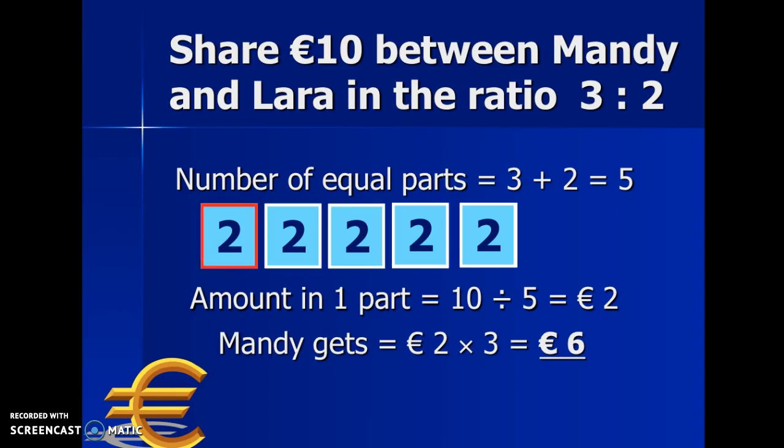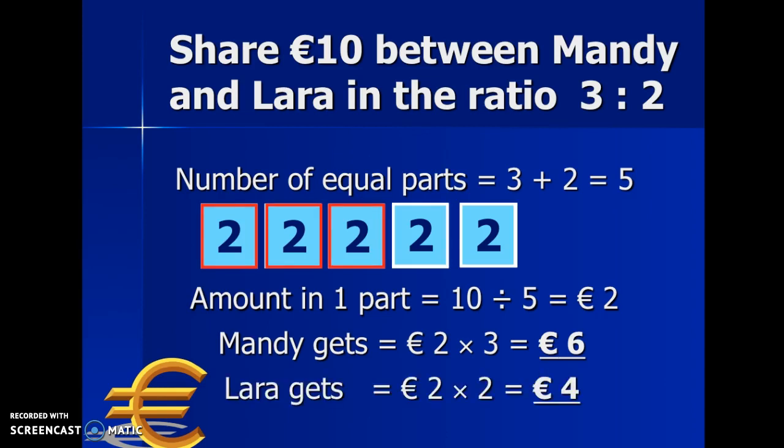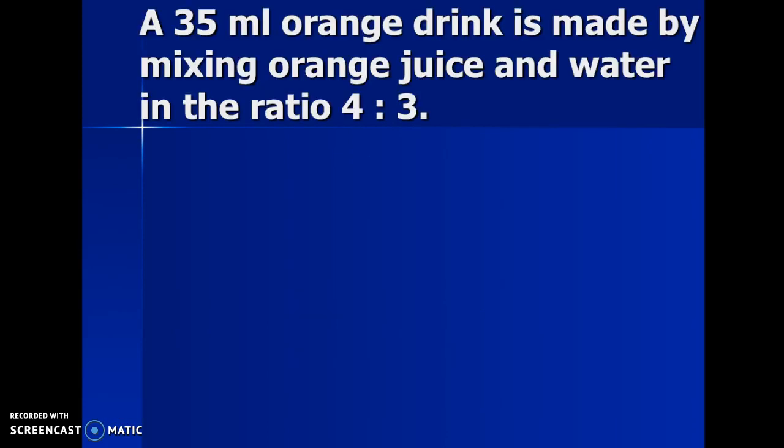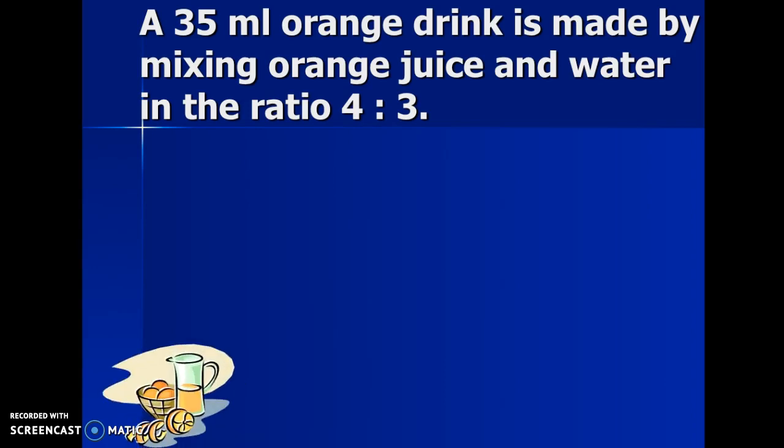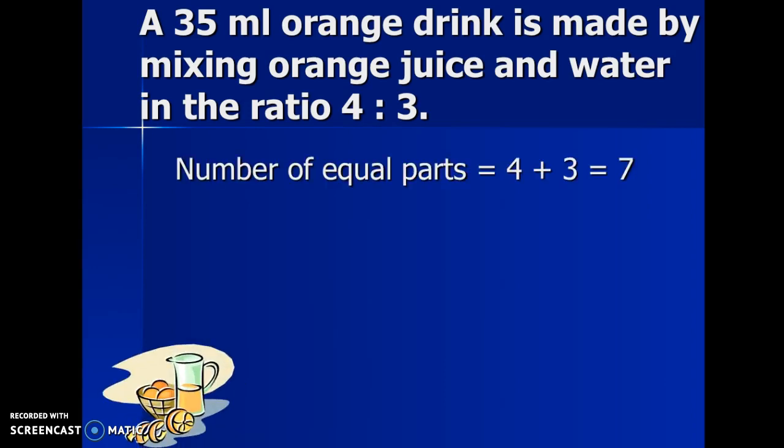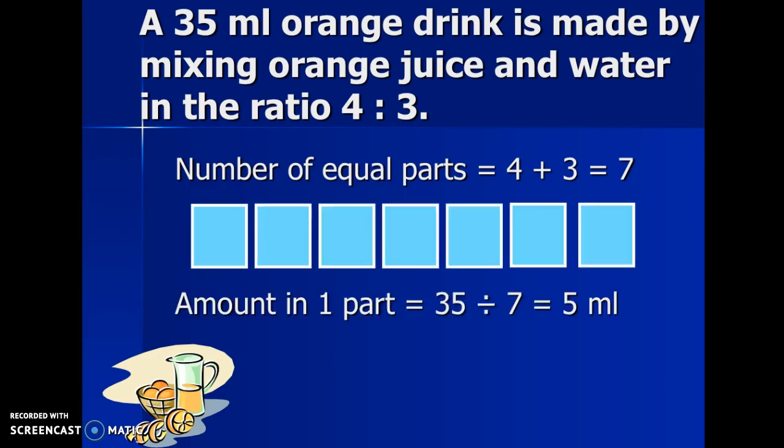See Mandy's share, 3, and Laura's share is 2. So the red 2s represent what Mandy is going to get in total, and those with the green border represent what Laura is going to receive. And it's a similar method that we use throughout the examples in this video.